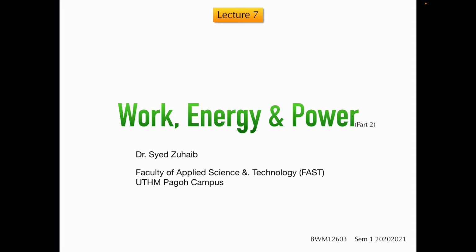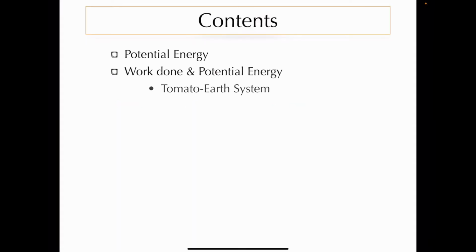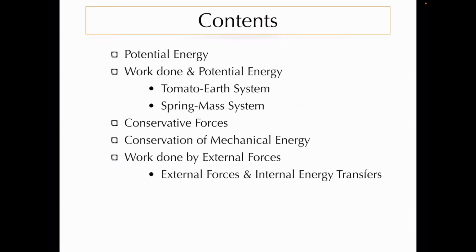We are going to cover the following topics: potential energy, work done and potential energy. Under this we will dissect the following two systems, which are the tomato-earth system and the spring-mass system. Then I will give you a quick introduction to conservative forces, then an important topic, which is conservation of mechanical energy. After that, we will study work done by external forces, under which we will investigate external forces and internal energy transfers. And at the end, I will give you a brief introduction about power and lastly, efficiency of machines.